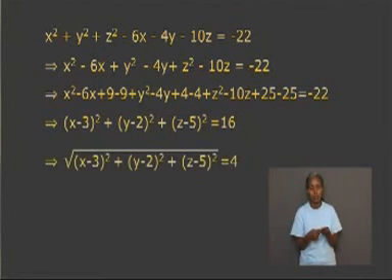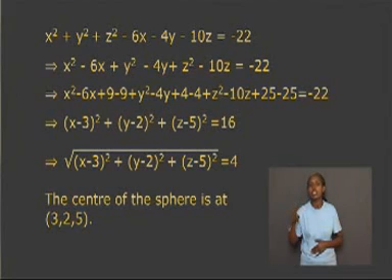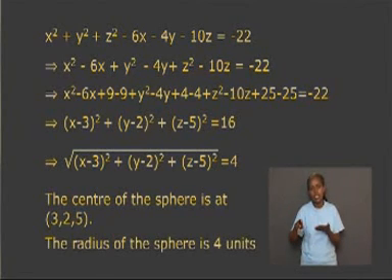So, the square root of (x minus 3) squared plus (y minus 2) squared plus (z minus 5) squared equals 4. We have found our answer. The center of the sphere is at 3, 2, 5, and the radius is 4 units.